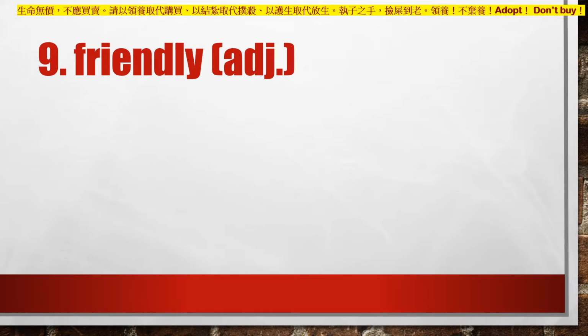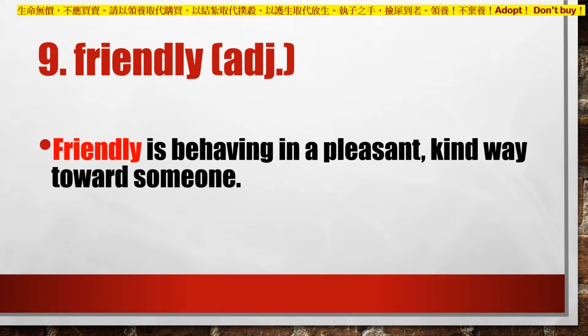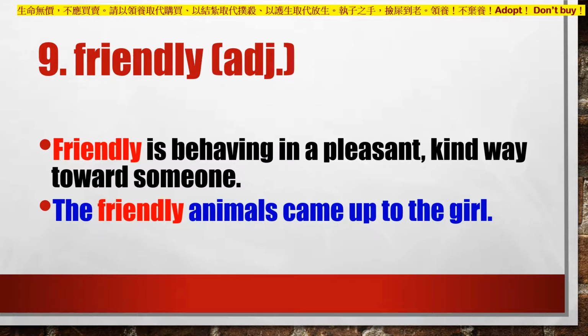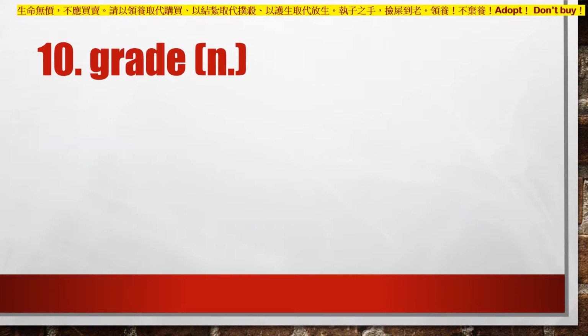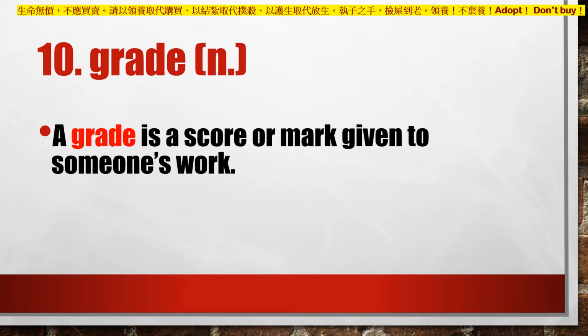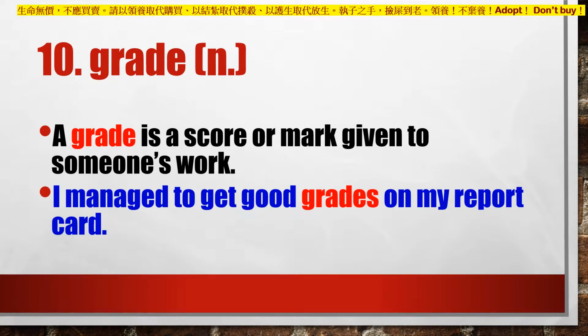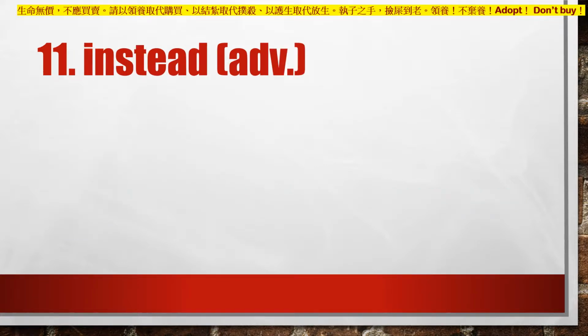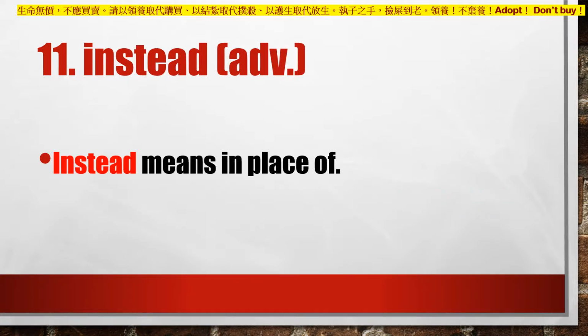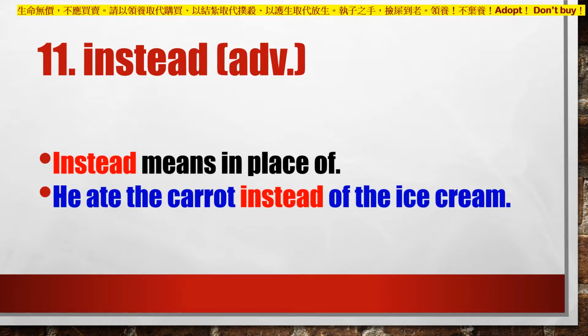Friendly. Friendly is behaving in a pleasant, kind way toward someone. The friendly animals came up to the girl. Grade. A grade is a score or mark given to someone's work. I managed to get good grades on my report card. Instead. Instead means in place of. He ate the carrot instead of the ice cream.